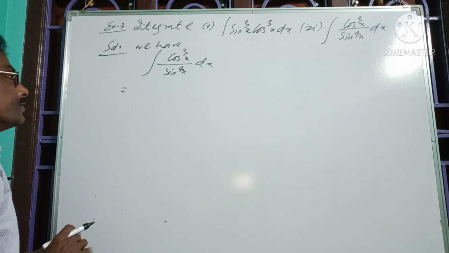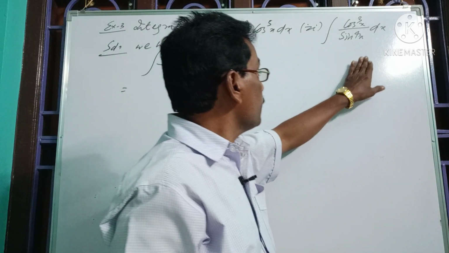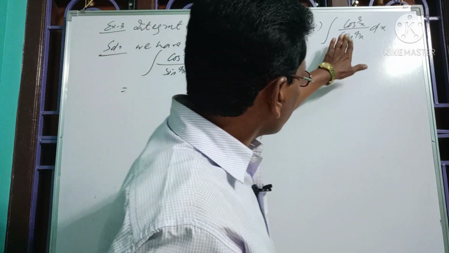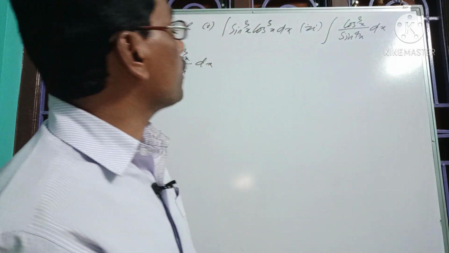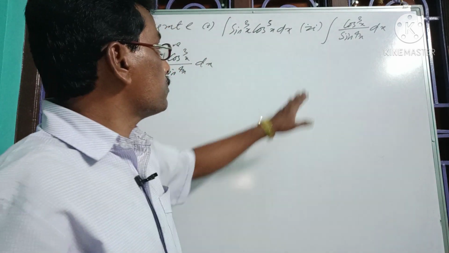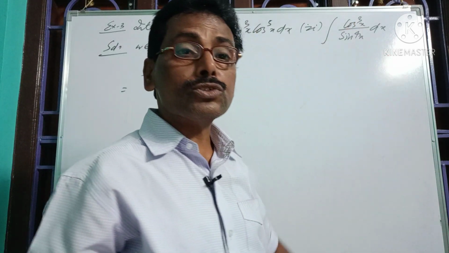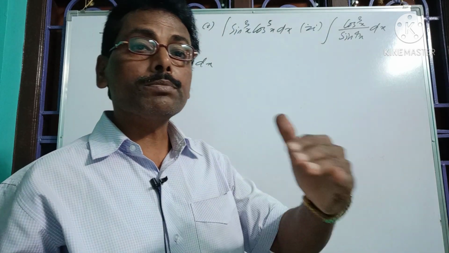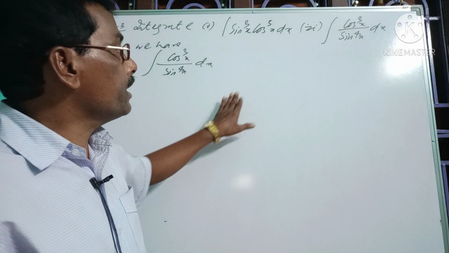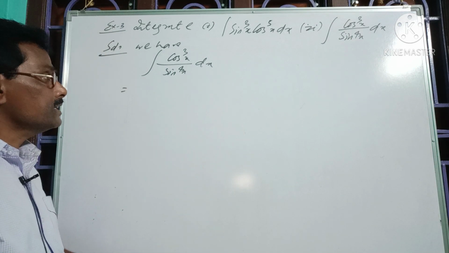Here the integrand is in rational form, where the numerator contains a cosine function and the denominator contains a sine function, and the cosine function is an odd power of cosine. So we have to break the odd power of the cosine function, so that the integrand will be transformed into a polynomial of a function. So that can be easily integrated.